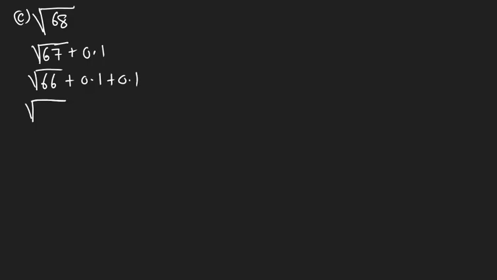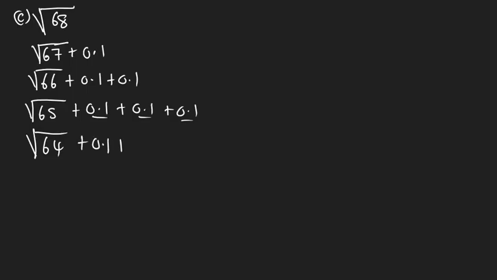Then square root of 65, it will be 0.1 plus 0.1 plus 0.1. Then square root of 64, we are going to have 4 of them, so we have 1, 2, 3, so we add 1, so 0.1 plus 0.1 plus 0.1 plus 0.1. Now we have 4 of them. Then the square root of 64, we know that this is going to give us 8, plus this is going to be 0.1, 0.2, 0.3, 0.4, so 0.4. Then 8 plus 0.4 is going to give you 8.4.